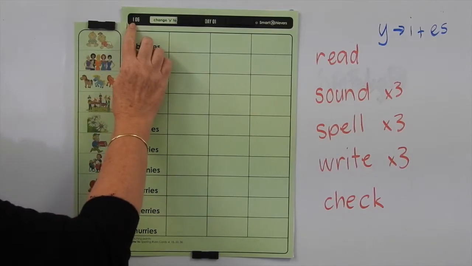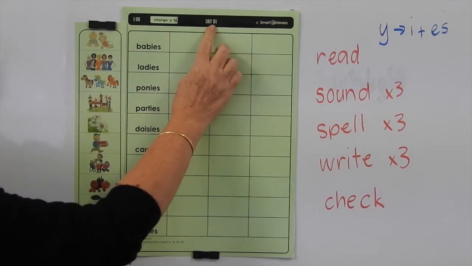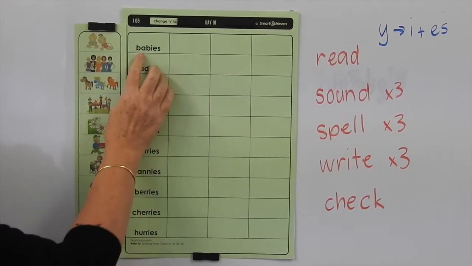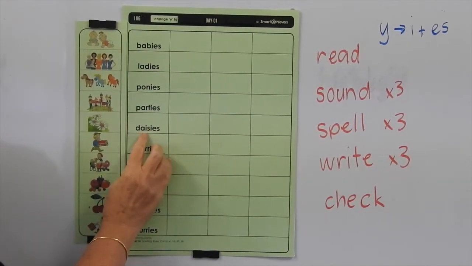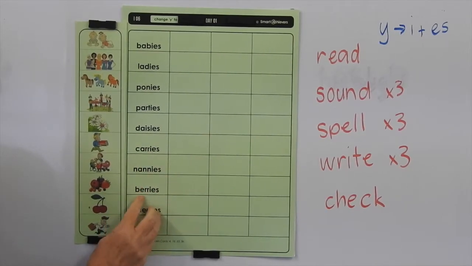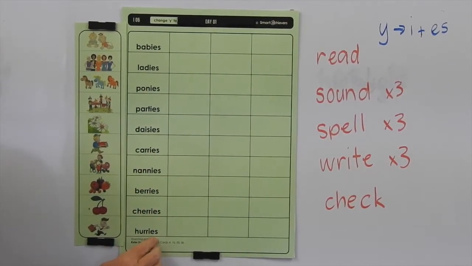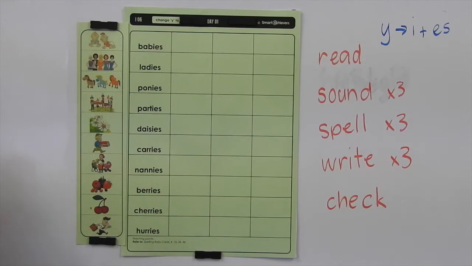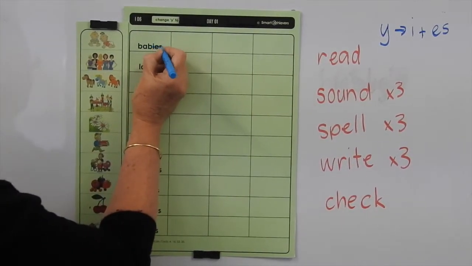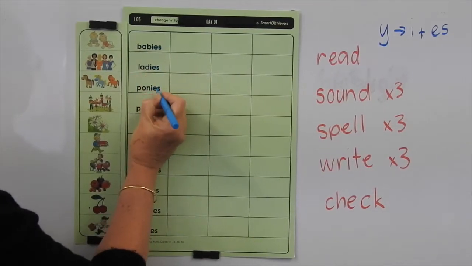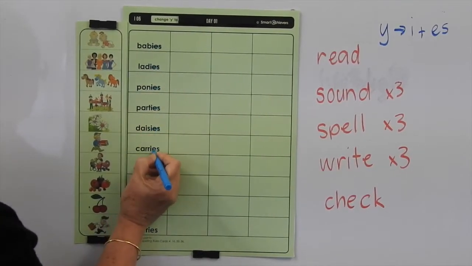This is level I and we're up to list 6 and this is your day 1 page. So let's have a look at these words. We've got babies, ladies, ponies, parties, daisies, carries, nannies, berries, cherries, hurries. So choose a colour and you'll notice in all of these words we have IES on the end of them. So let's colour that first.